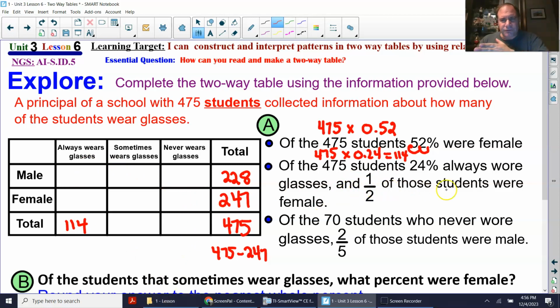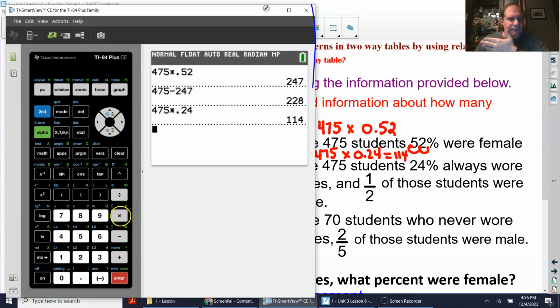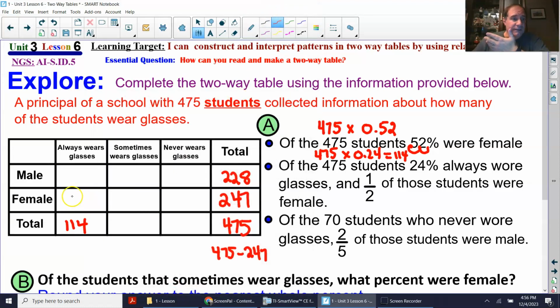And half of those students were female. So that means half, you just could divide it by, if you take 114 and you just go times 0.5, you get 57, or you could divide by 2, and they were female 57.